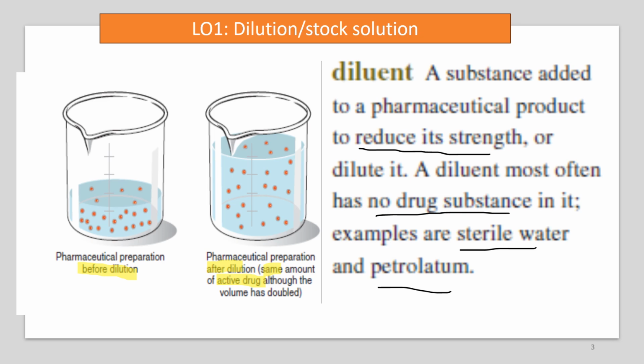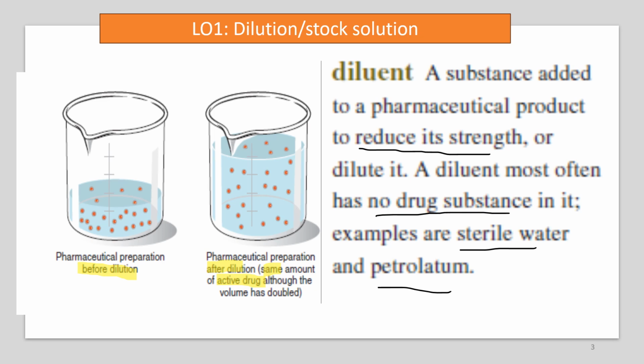Basically, a diluent is a substance that is added to a pharmaceutical product to reduce its strength, or to dilute the strength. A diluent most often has no drug substance in it. Diluents are usually vehicles or water and have no active ingredients, for example, sterile water and petroleum ether.